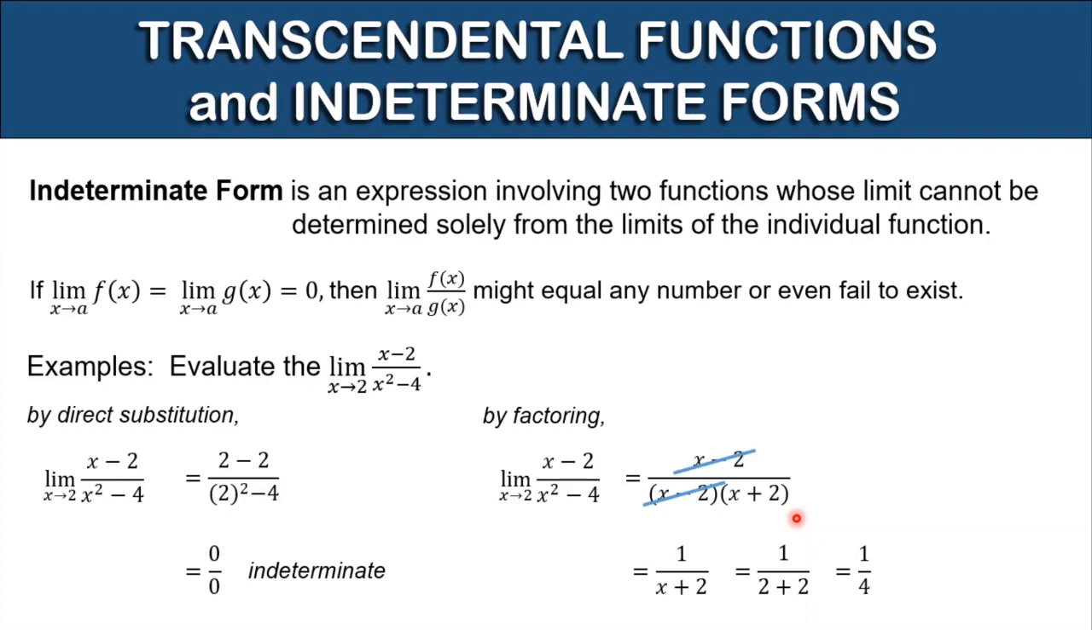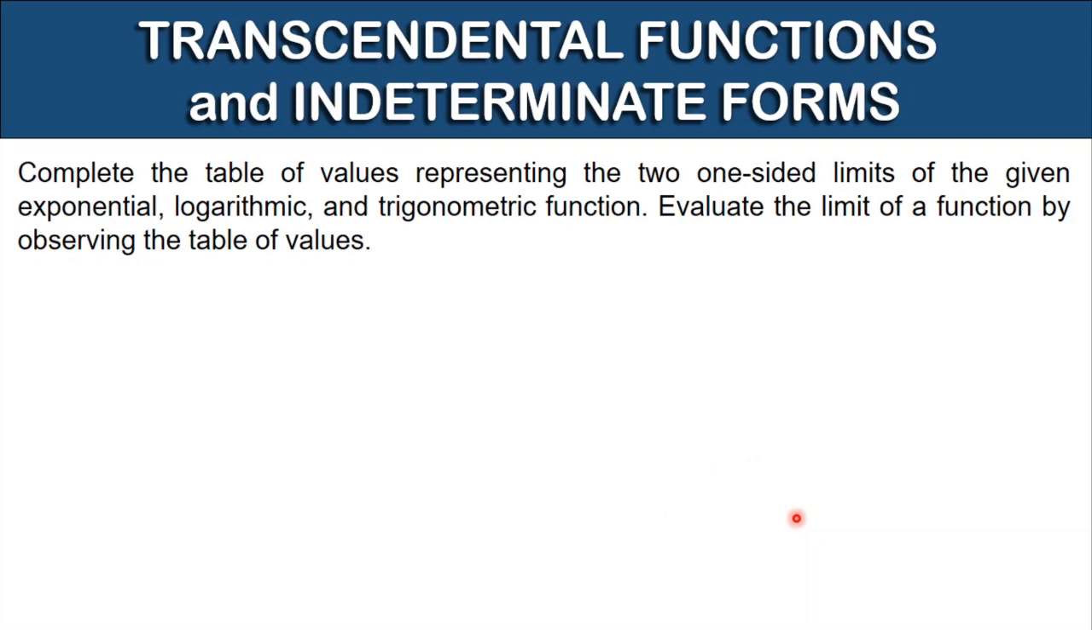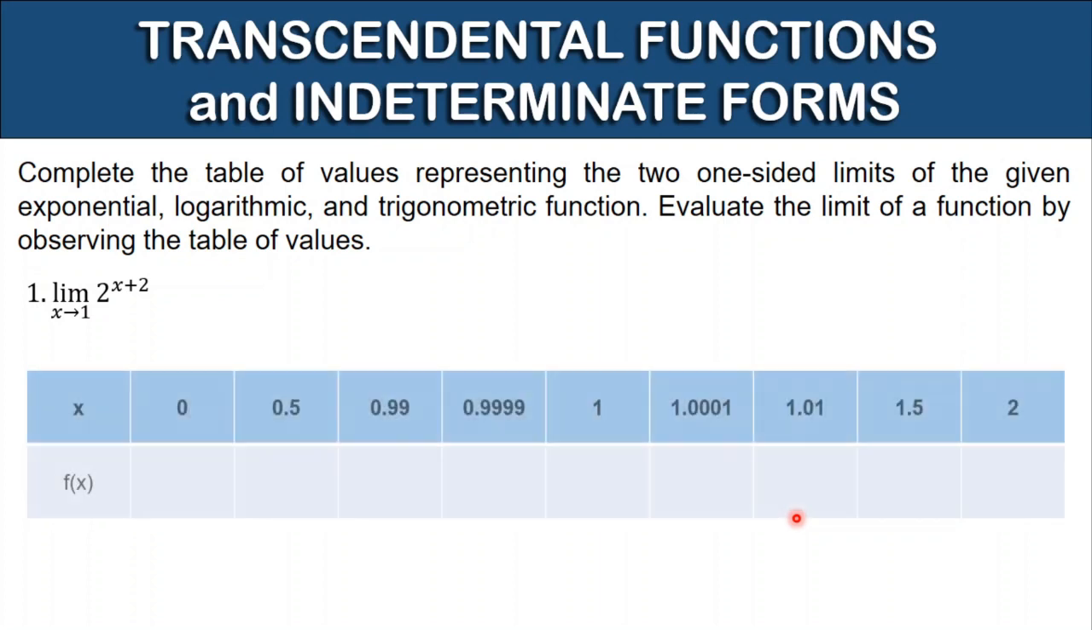Let's have the first problem in our transcendental functions. Complete the table of values representing the two one-sided limits of the given exponential, logarithmic, and trigonometric function. Evaluate the limit of a function by observing the table of values. Number 1. The limit of 2 raised to the quantity of the sum of x and 2 as x approaches 1. The first thing that we need to do here is to set values for x. So let's have the table of values.